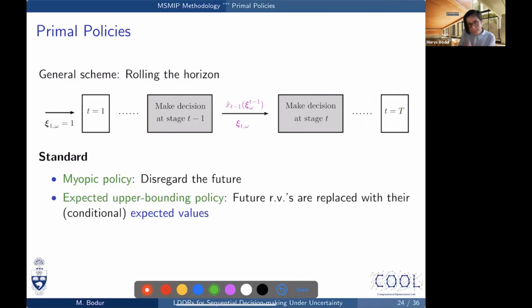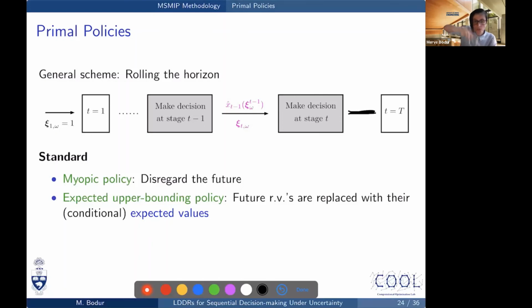So if you want to take the future into account, but in a simplistic manner, then you can try to put this expected upper bound policy type of a tool into this decision-making box. So in this expected upper bound policy, you will say, look, I will care about the future here.